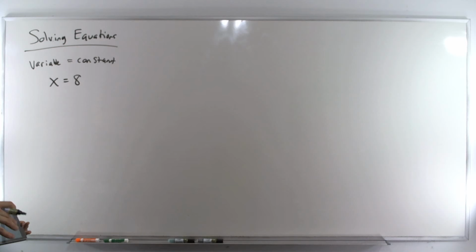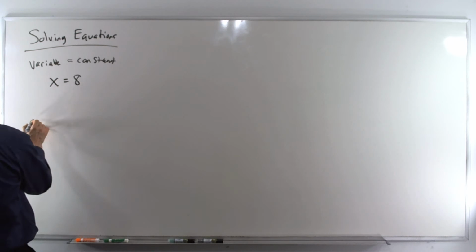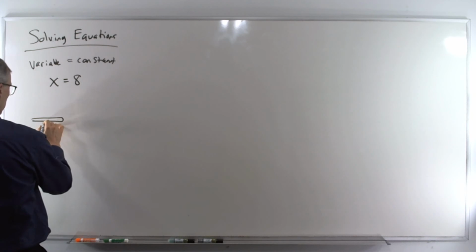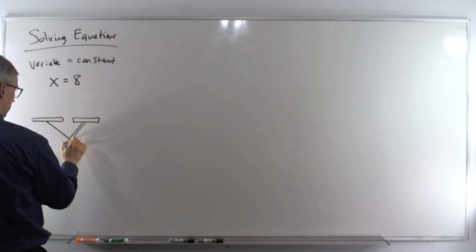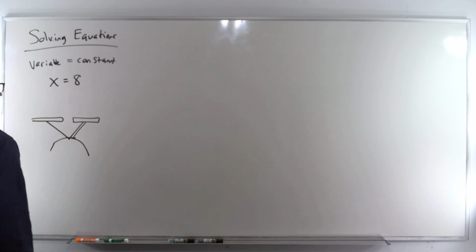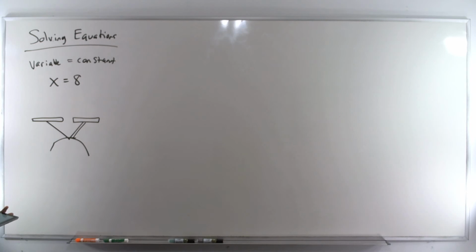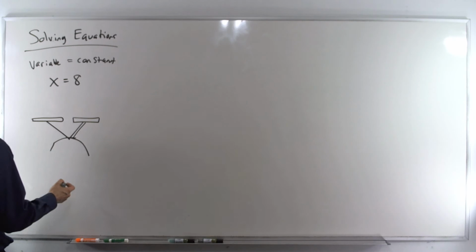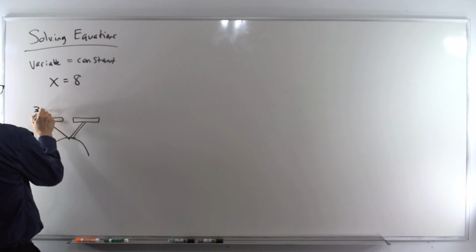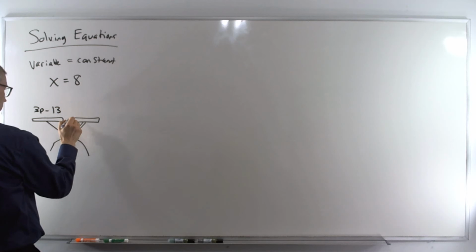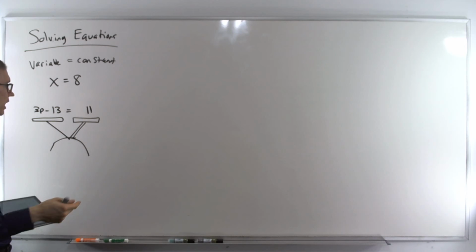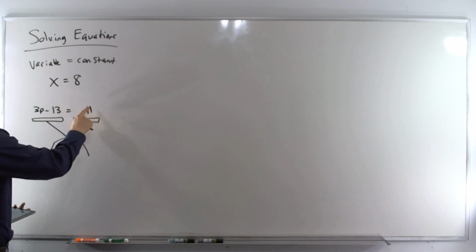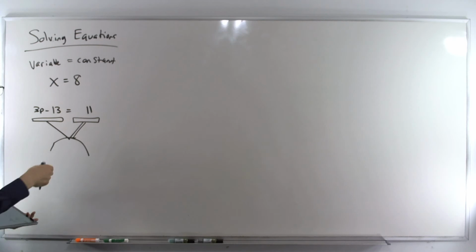All right, now equations, you can think of these as being a balance. So we got a balance here. And we are going to start off with the assumption that these things are equal to each other. Think of these as being weights. Got 11 pounds on this side. This also is 11 pounds, just written in a little different way.